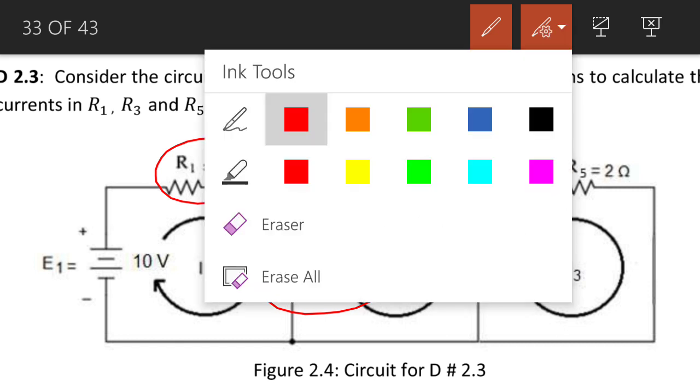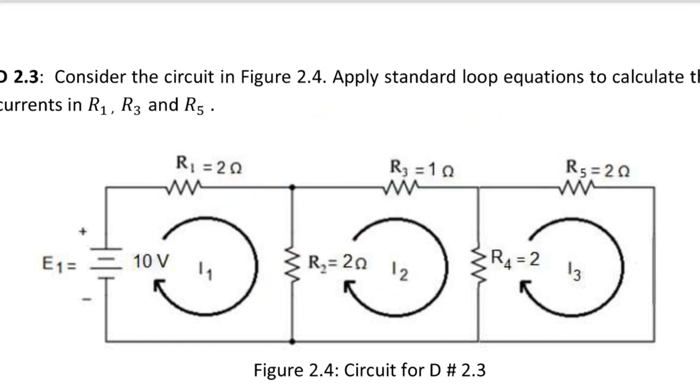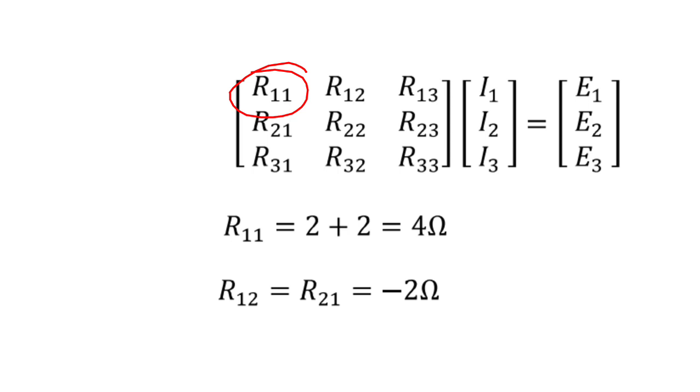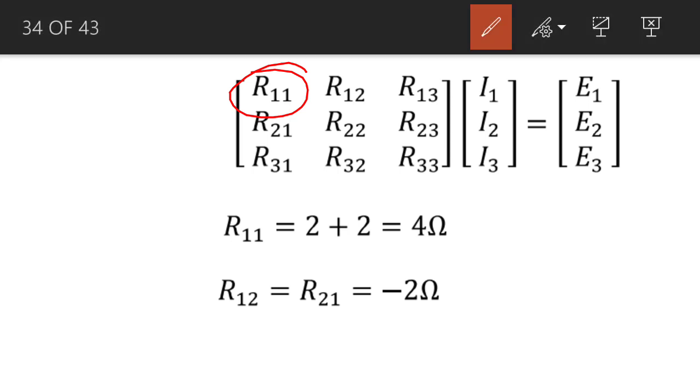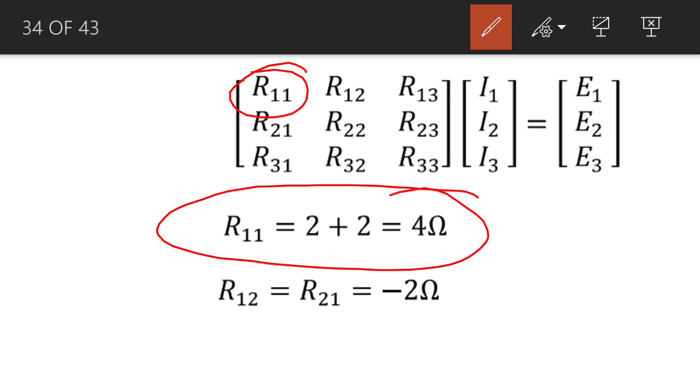So R11 is 4 ohm. There are two resistors in loop number 1, that is R1 and R2. So R1 plus R2 is 4. This is the total self-resistance of loop number 1.